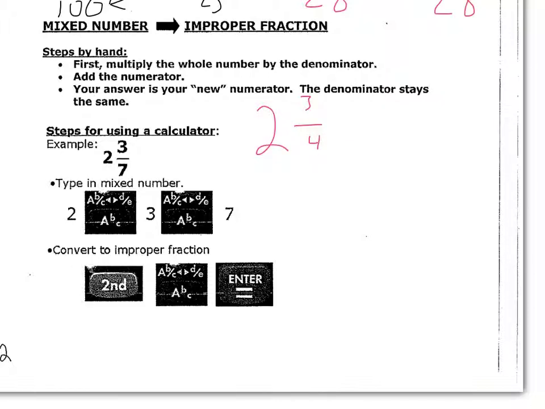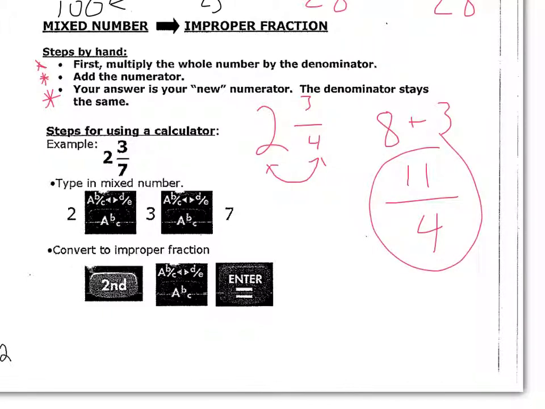I'm going to teach you how to do it by hand. In the directions right here, it says first multiply the whole number by the denominator. So we're going to multiply the whole number by the denominator. 2 times 4 is 8. And then it says add the numerator to that number. The numerator is 3, so we're going to add 3. 8 plus 3 gives us 11. And then you just put your denominator underneath. Your old denominator was 4, so it's going to stay 4. So that is how you do it by hand.